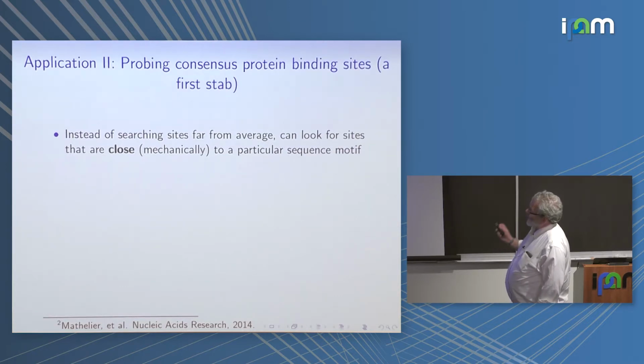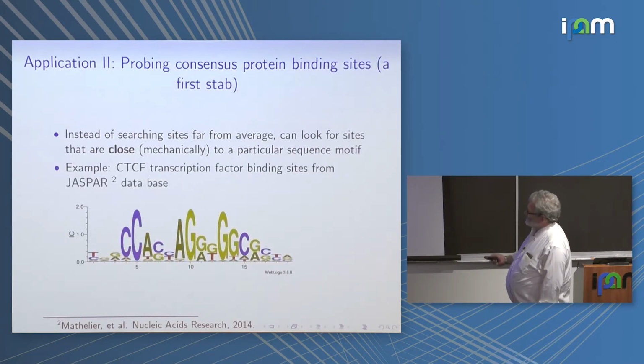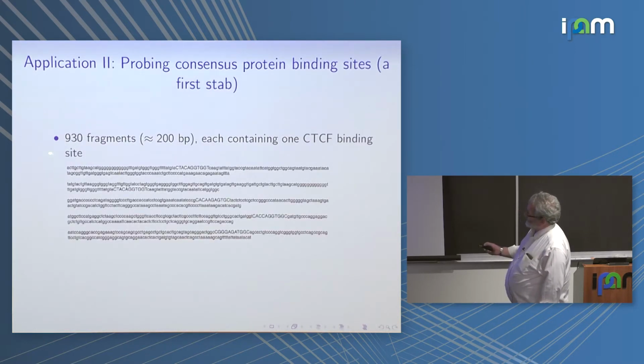So that was asking what sequences are furthest from an average sequence. But now I can ask a different question, which is for sites that are mechanically close to a particular sequence motif. So back to my Jaspar database, the CTCF transcription factor binding site. In this case, there are 930 fragments, each about 200 base pairs. Each contains one experimentally known CTCF binding site.